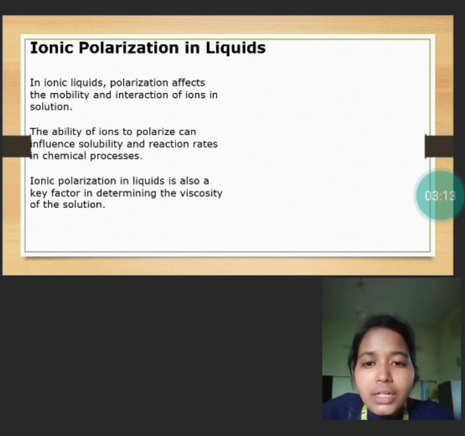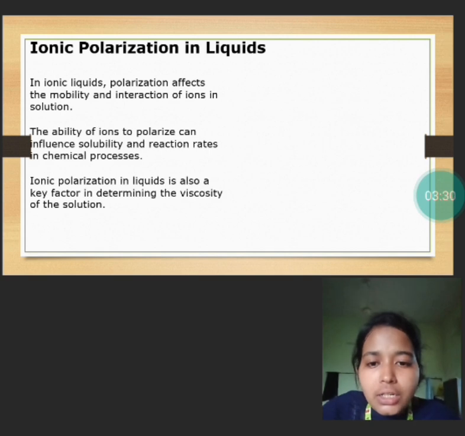Ionic polarization in liquids. In ionic liquids, polarization affects the mobility and interaction of ions in solution. The ability of ions to polarize can influence solubility and reaction rates in chemical processes. Ionic polarization in liquids is also a key factor in determining the viscosity of the solution.